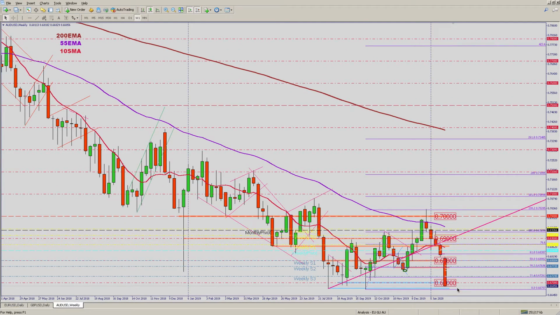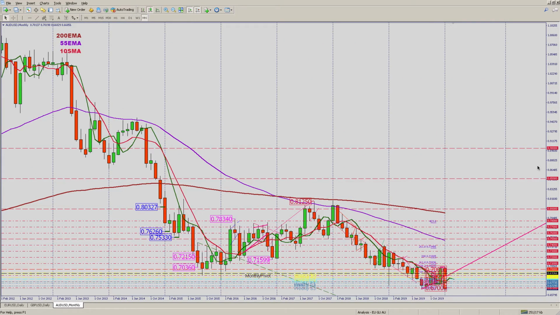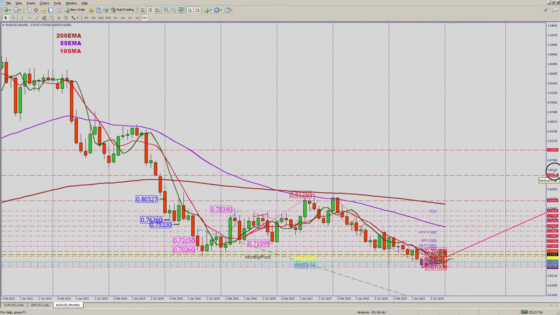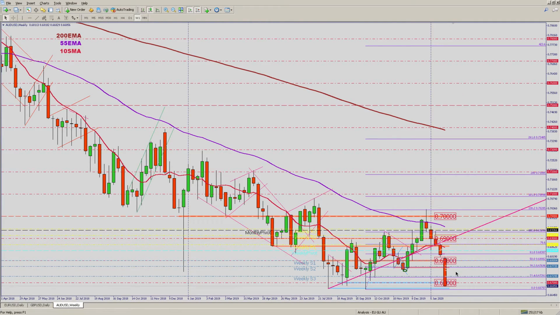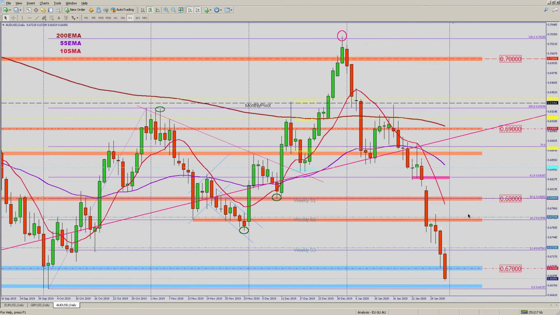and if this support breaks, then there's going to be a lot of unknown territory for the Aussie dollar. So this is going to be a critical stage, and we'll see what the RBA decides on Tuesday.